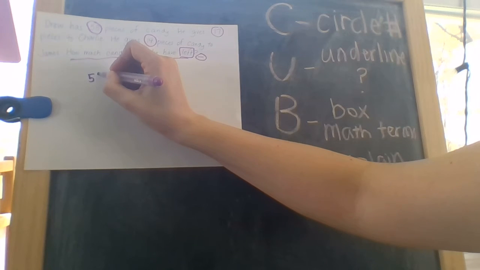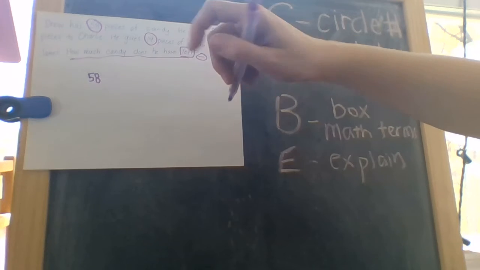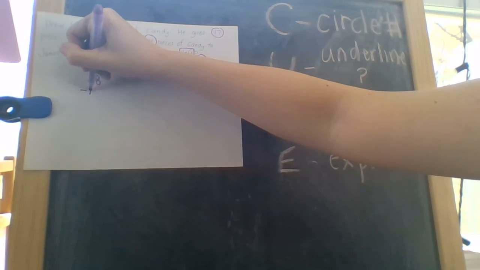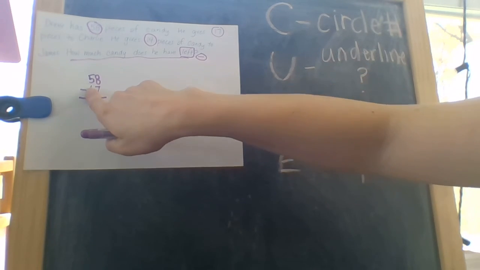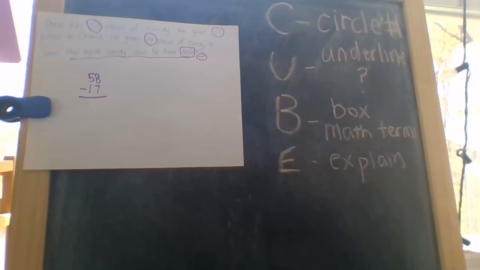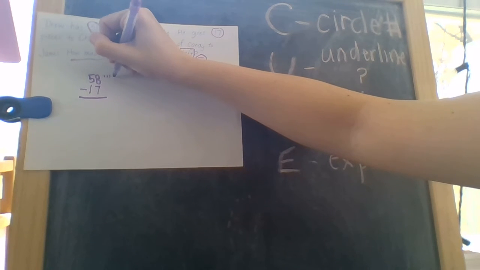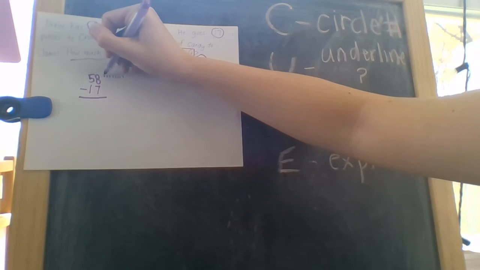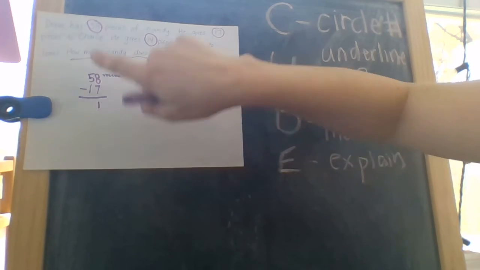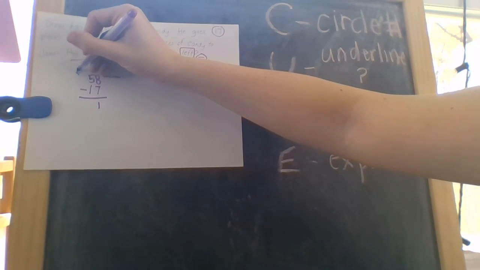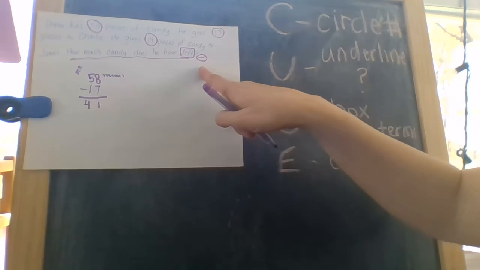So I'm going to take my total, the amount he starts with, and I'm going to subtract the 17 pieces he gives to Charlie. I'm going to line up my place value, the ones column, the tens column. 8, take away 7. If you need them, make those dashes. 1, 2, 3, 4, 5, 6, 7, 8. And cross off 7 of them. I have 1 left. 5 take away 1, 4.